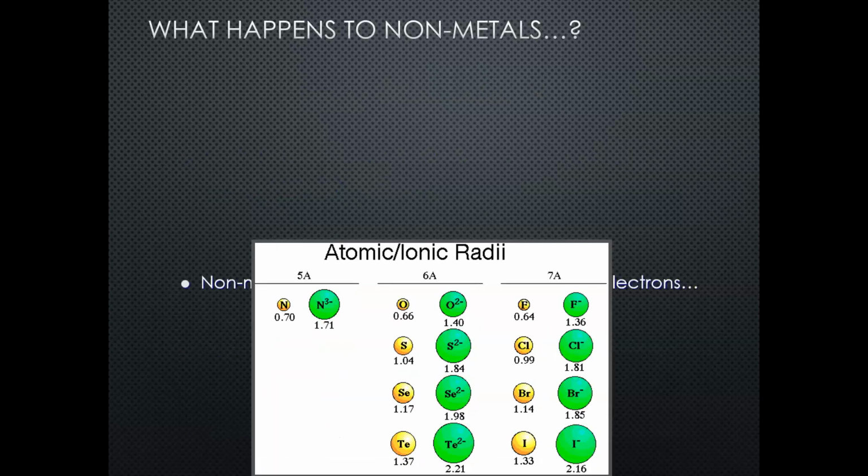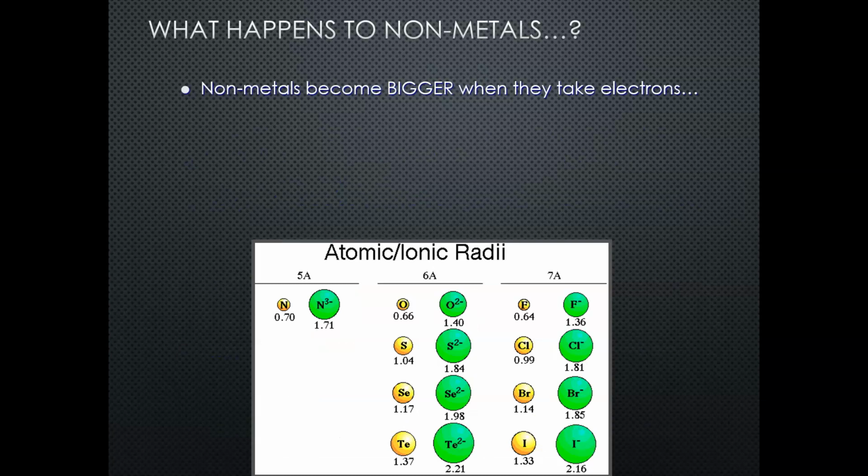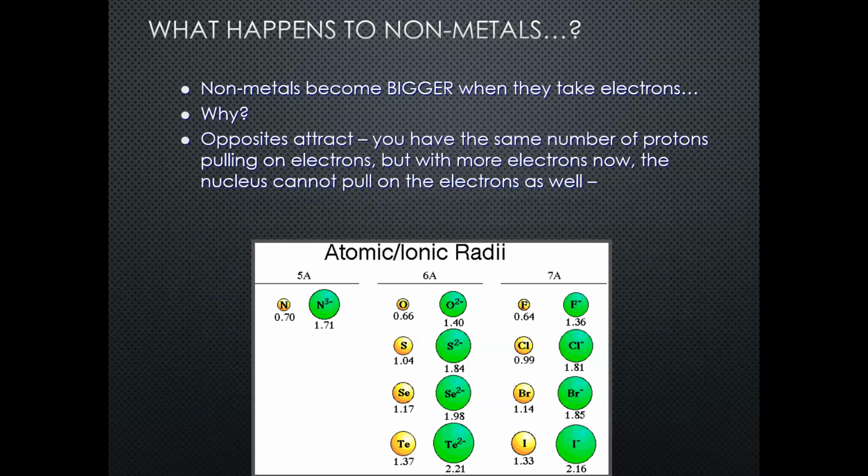If we look at nonmetals, though, they become bigger when we give them electrons. Why do you think that is? Well, opposites attract, but we have the same number of protons that are pulling on more electrons. They can't pull on the electrons as well as they did. That leads to a larger atom size.